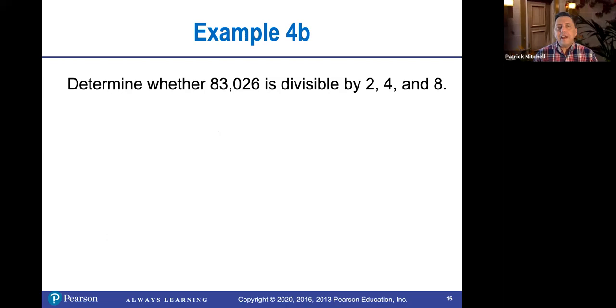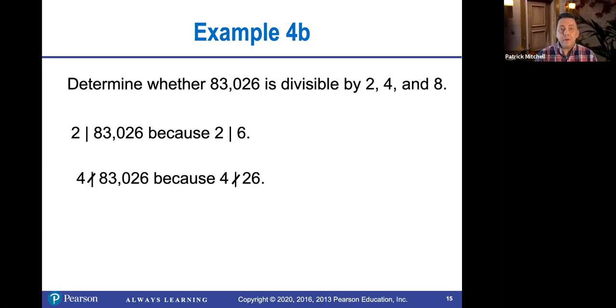All right, here's another example. Maybe you should pause the video and try this one. Determine whether 83,026 is divisible by 2, 4, and 8. It is divisible by 2 because 2 divides 6. However, it is not divisible by 4 because 4 does not divide 26. When you divide 26 by 4, you're left with a remainder of 2. And by the way, that automatically means that this number will not be divisible by 8. 8 does not divide 26.